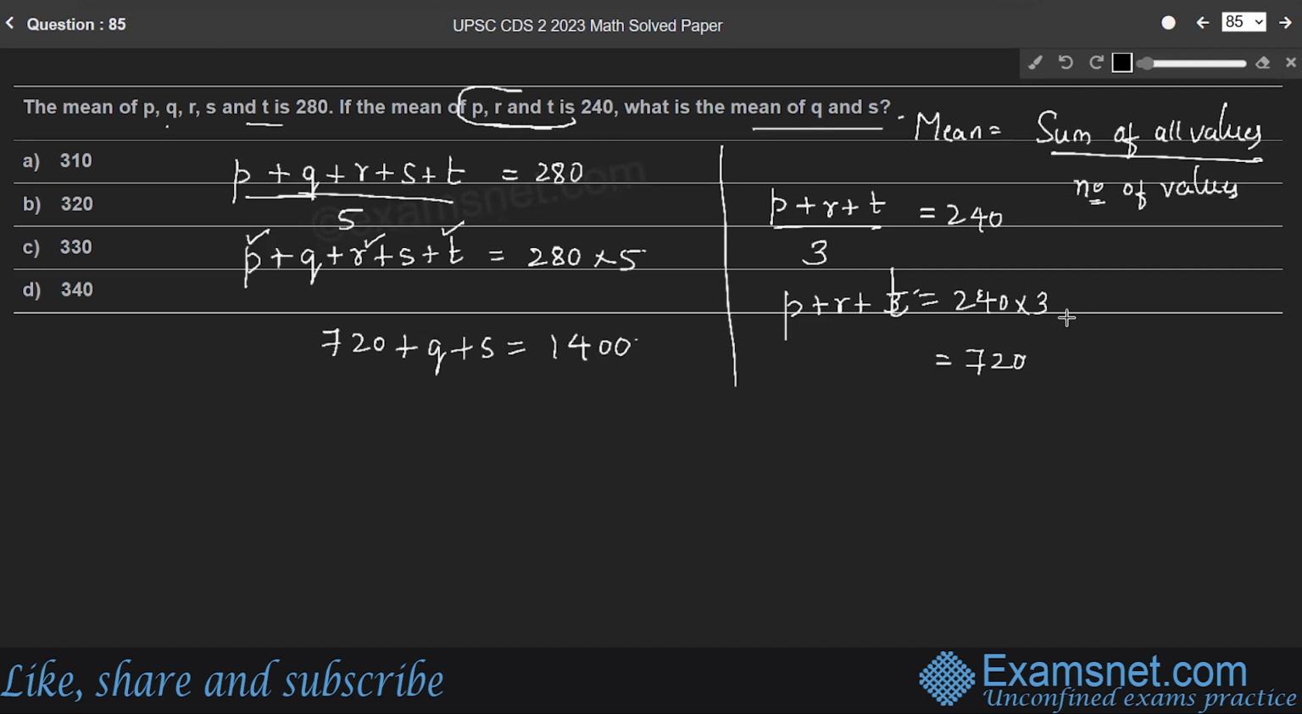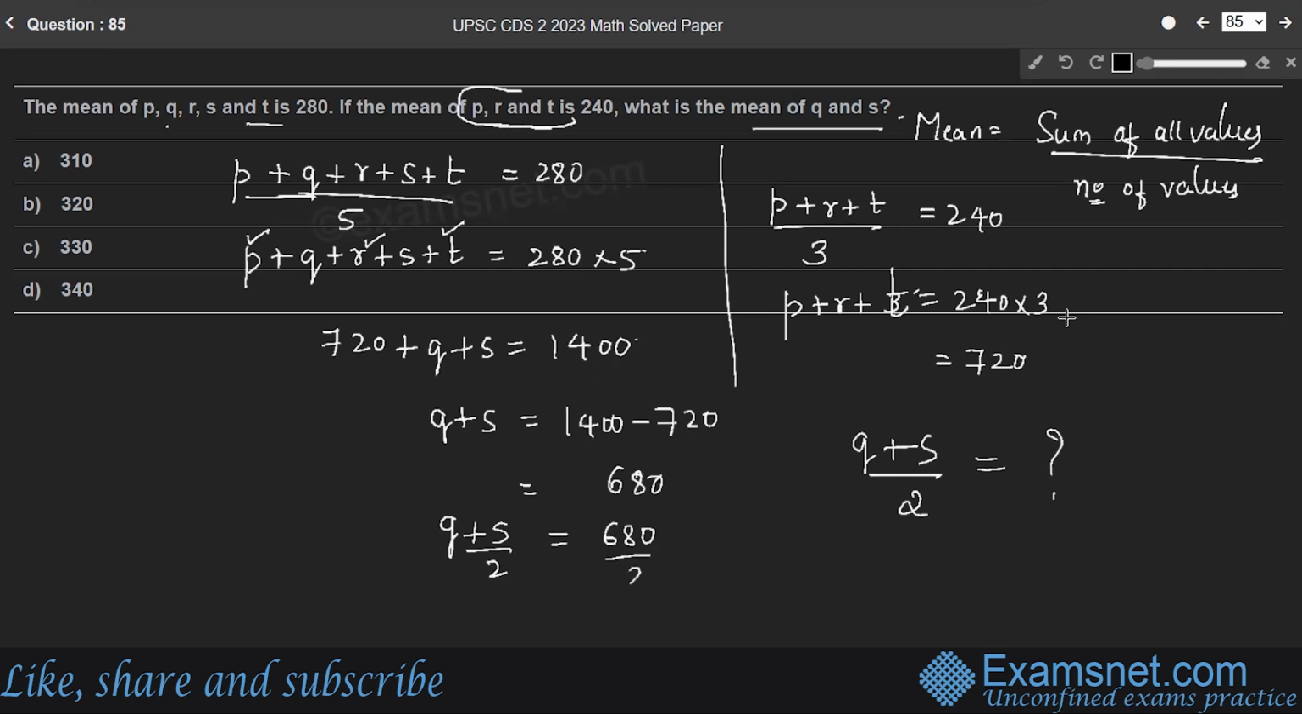Here we need the mean of Q and S, that is Q plus S by 2. For that we need Q plus S, which is 1,400 minus 720, which is 680. If Q plus S is 680, what is Q plus S by 2? 680 by 2 is equal to 340, the mean of Q and S. Option D is the right answer.